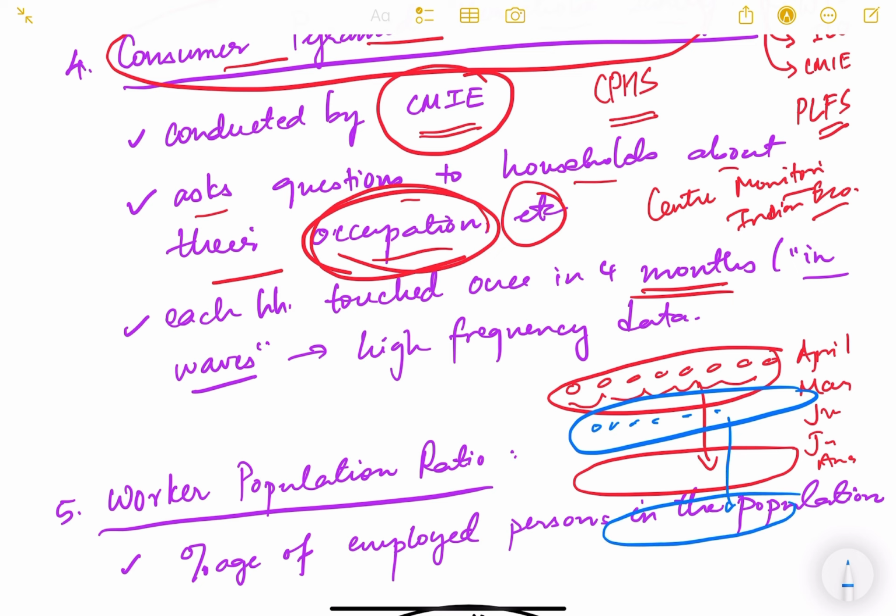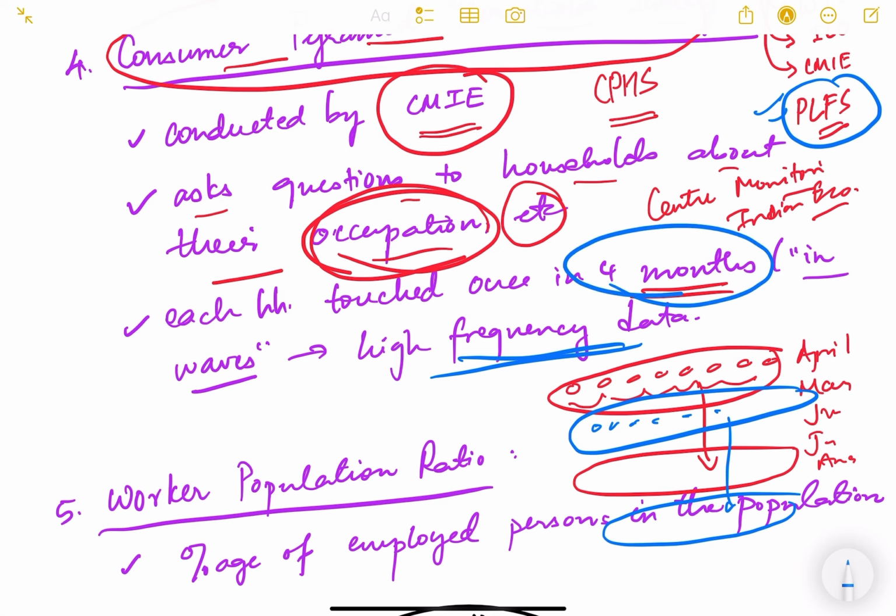So each household is touched every 4 months, that is in waves, and it is therefore high frequency data. So this PLFS is not that high frequency. They don't release it every month or every 4 months, or maybe every year also. It is mostly released every 2 years or every year, like that. But CPHS is released on a monthly basis, because for every month they have a set of households in the economy, and every household will be touched in 4 months.